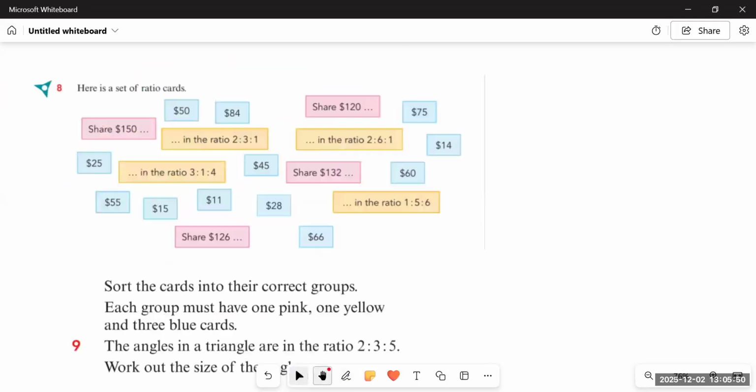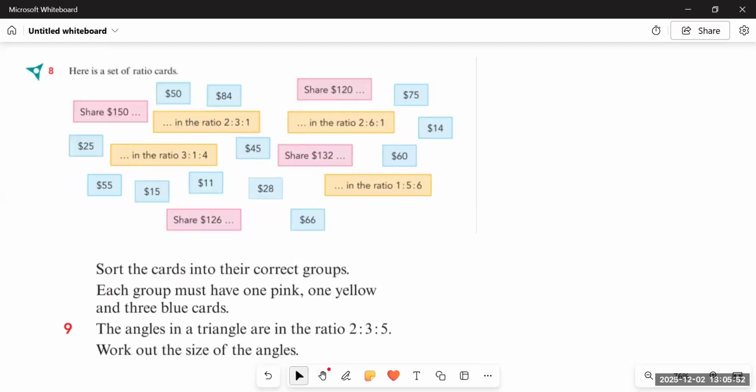And here in this question, we are provided with a set of ratio cards. As you can see, share $150 in the ratio. So what are we supposed to do? It says sort the cards into the correct groups. Each group must have one pink, one yellow, and three blue cards.